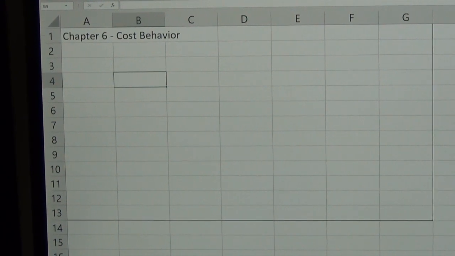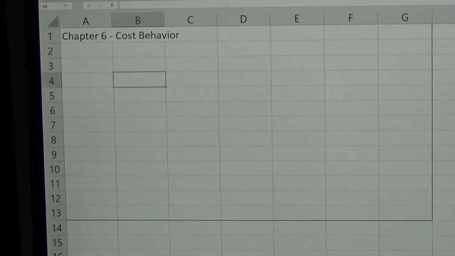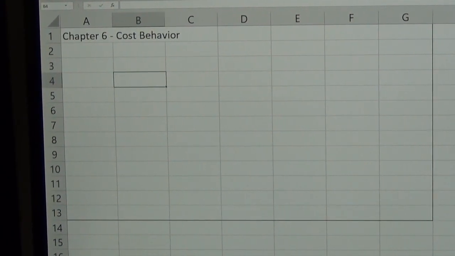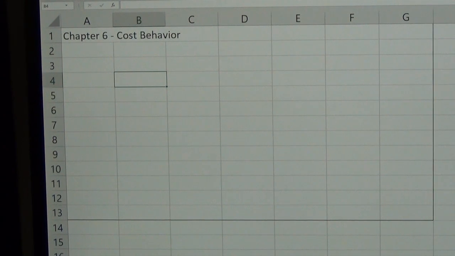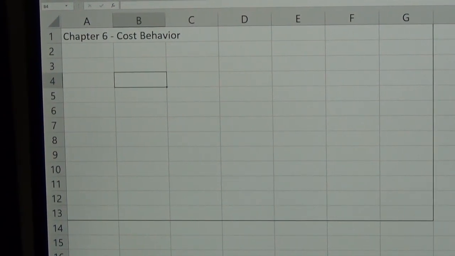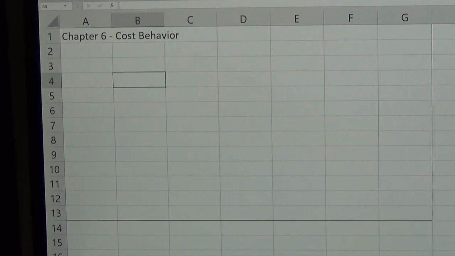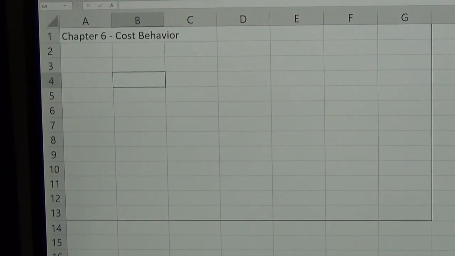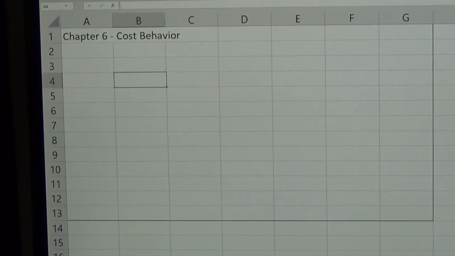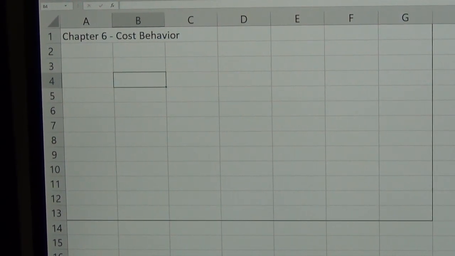Okay, so today we're going to go over cost behavior, chapter 6. We'll go over the PowerPoint slides, although I'll do them just like I do in class, except rather than writing it all out, I'll go ahead and use a spreadsheet. It might move a little faster than what we do in the classroom, but the good news is that you'll be able to stop and rewind and get what you need to get.